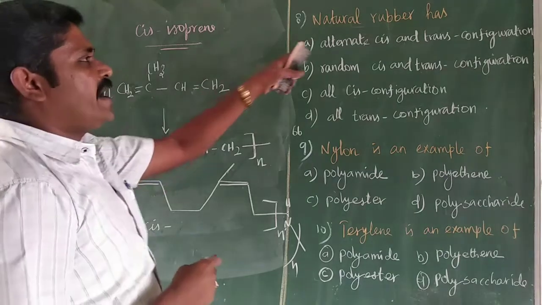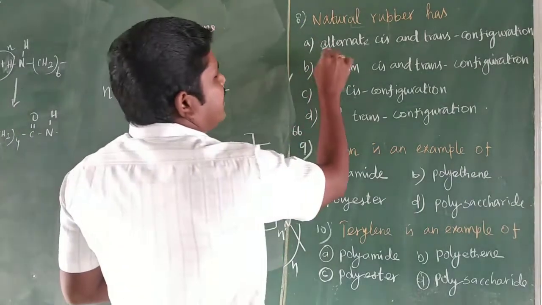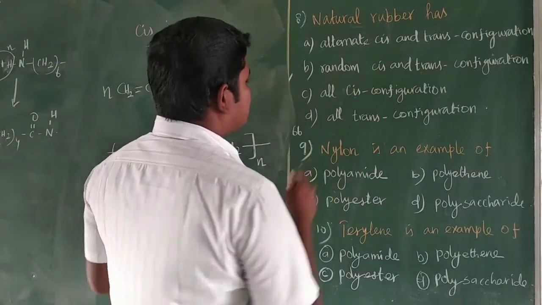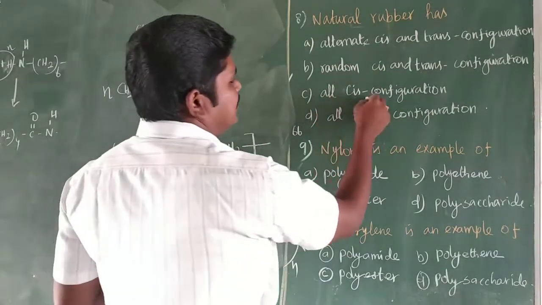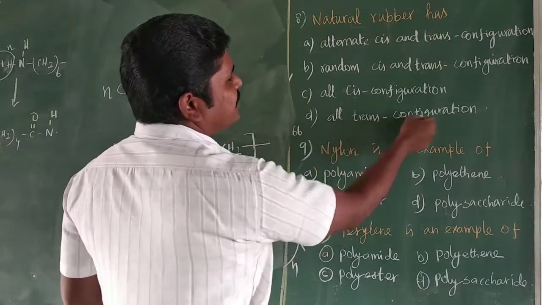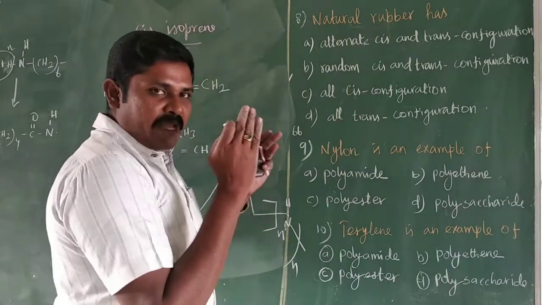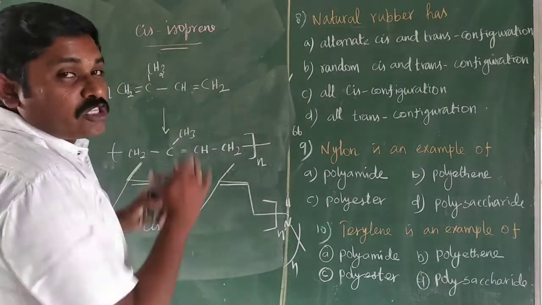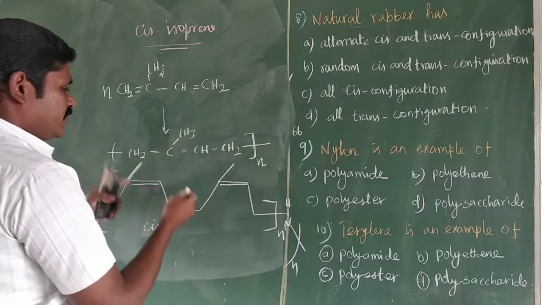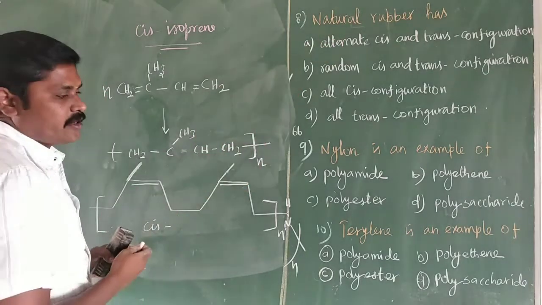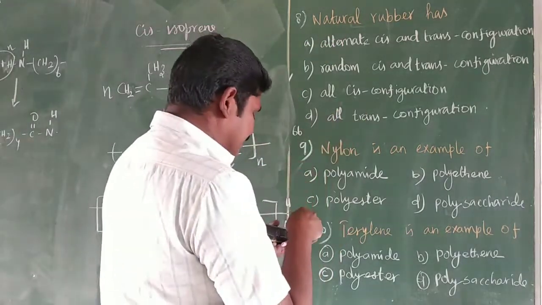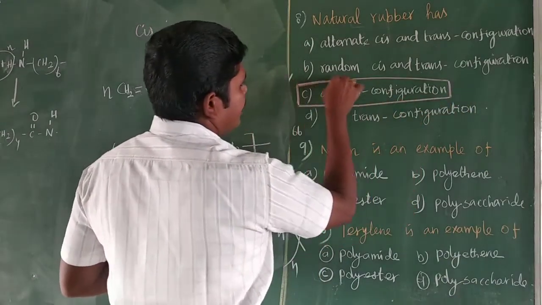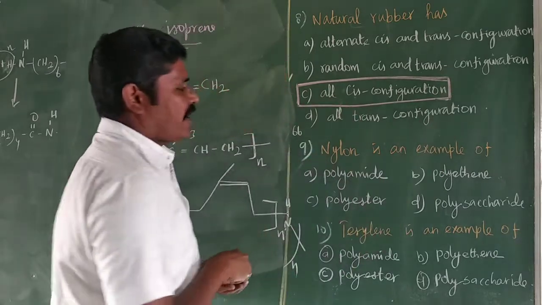So all cis configurations. The natural rubber has: option A, alternate cis and trans configuration; option B, random cis and trans configuration; option C, all cis configuration; option D, all trans configuration. The monomeric unit of natural rubber is cis-isoprene, so 1000 cis-isoprene units combined give natural rubber. All cis configuration is the correct answer.